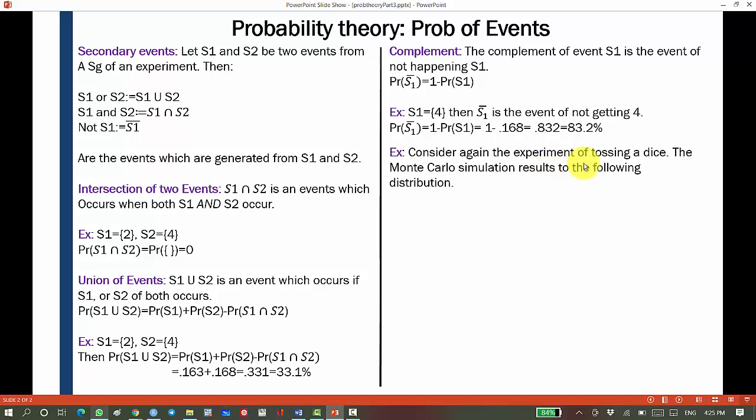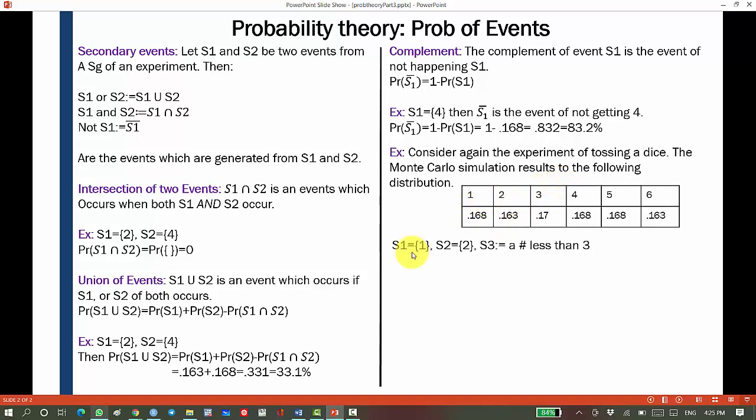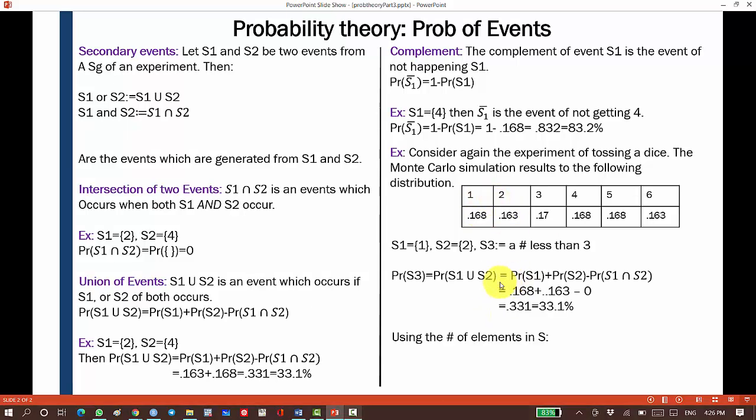Consider again the experiment of tossing a dice and the Monte Carlo simulation results, which are presented in the following table. And suppose that S1 is getting 1, S2 is getting 2, and S3 is a number less than 3. Less than 3 means either 1 or 2. Then the probability of S3 is the probability of S1 or S2, that is getting either 1 or 2, which by the formula of the union is the probability of S1 plus the probability of S2 minus the probability of S1 and S2.